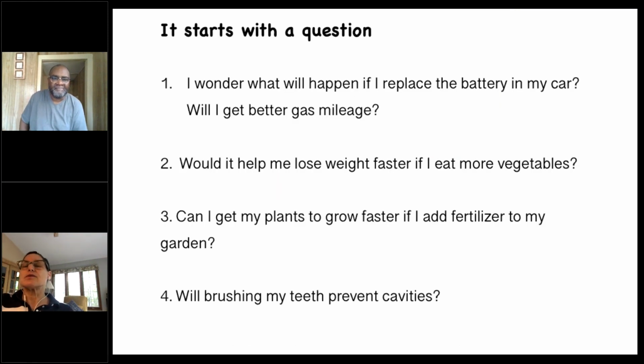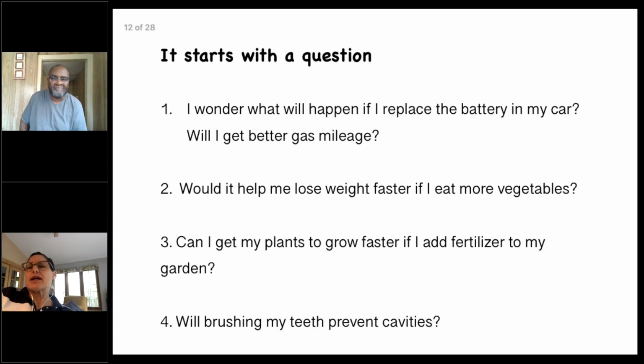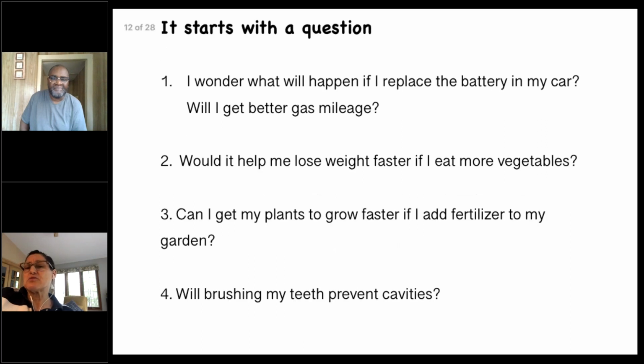We're just going to take you through the steps. I'm going to read these. I wonder what will happen if I replace the battery in my car. Will I get better gas mileage? These are just all things that you can study. Or would it help me lose weight faster if I eat more vegetables? Can I get my plants to grow faster if I add fertilizer to my garden? Will brushing my teeth prevent cavities? These are just examples of what you are wondering about.